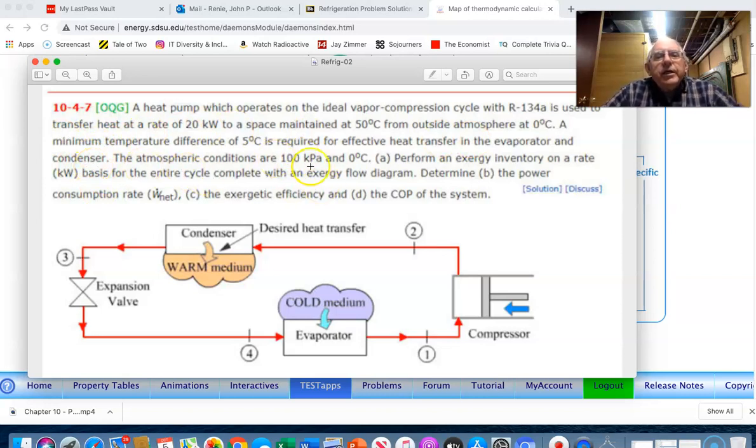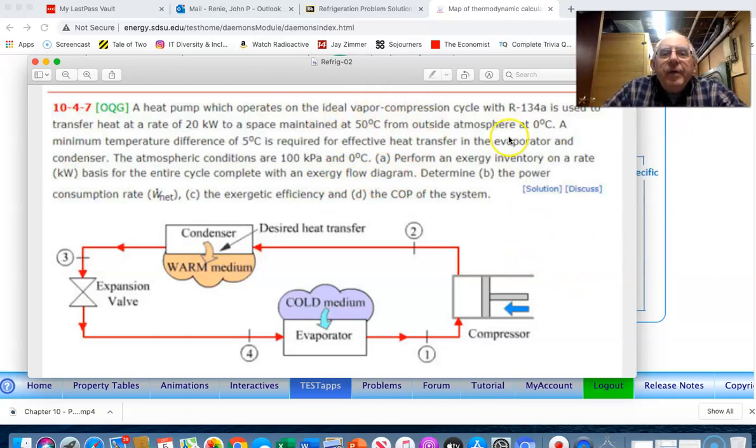And atmospheric conditions, or the dead state conditions, are given here, and we are to do an exergy inventory on a rate basis for the entire cycle, complete with an exergy flow diagram, and determine the power consumption and the net exergy efficiency and the COP of the system. And so let's just say a few things about what's been given here and what we know.